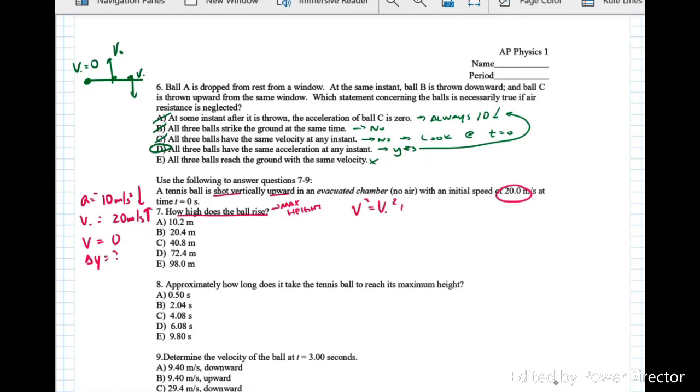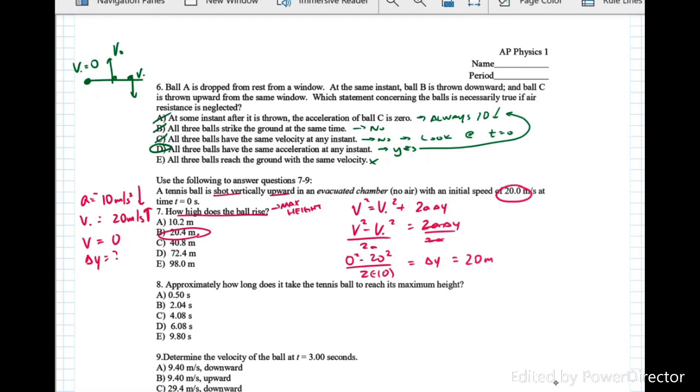V squared equals V0 squared plus 2a delta y. Subtract over the initial velocity. Divide both sides by 2a. Delta y is the final velocity 0 squared minus the initial velocity 20 squared, divided by 2 times negative 10. Delta y is 20 meters.